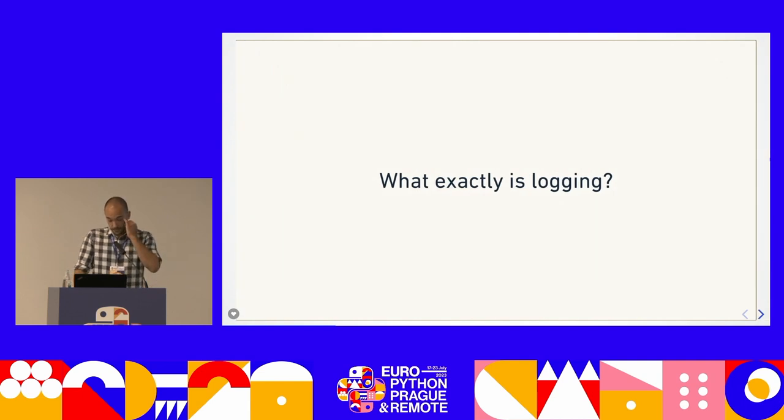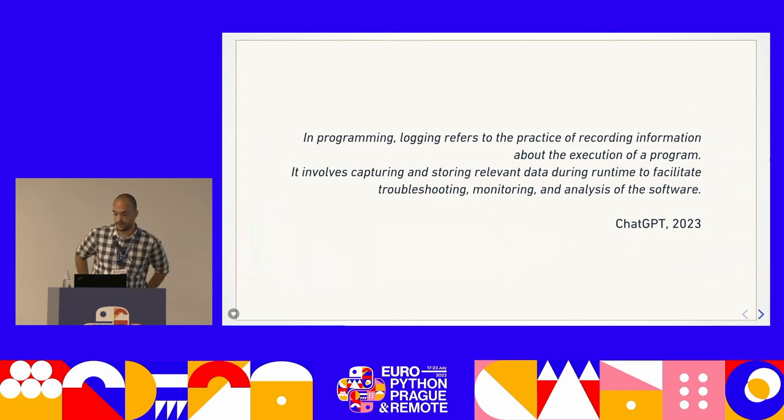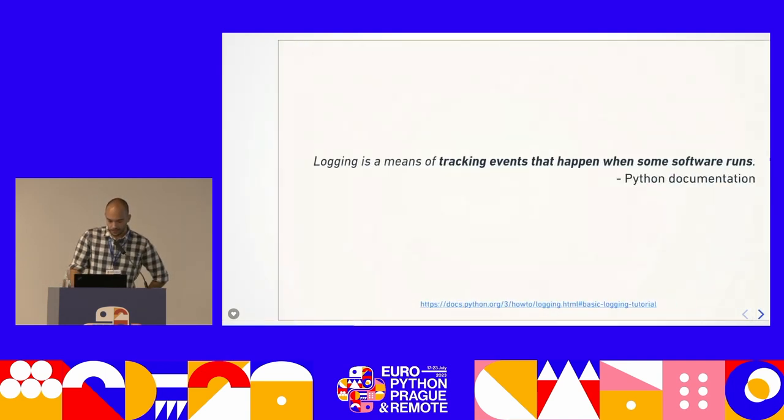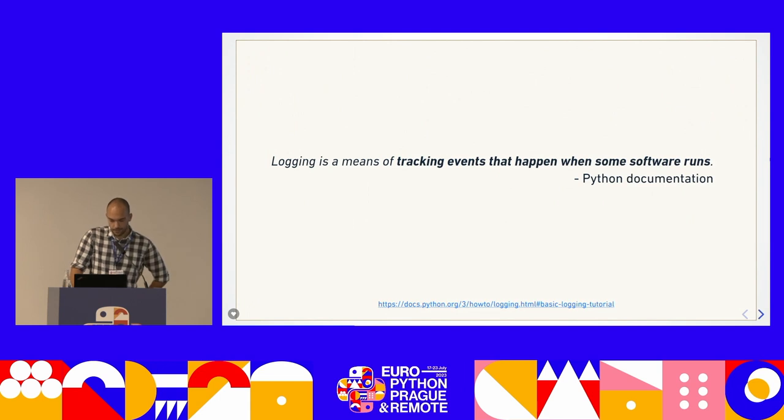So before we start, let's define what exactly is logging. I made a quick experiment and asked ChatGPT, what is logging? And it gave me that complex explanation, which is true, but it's kind of more abstract than I'd love to read. And then I saw in the Python documentation, and they say something clearer and simpler, that logging is a means of tracking events that happen when some software runs. So it's always about tracking events that matter.